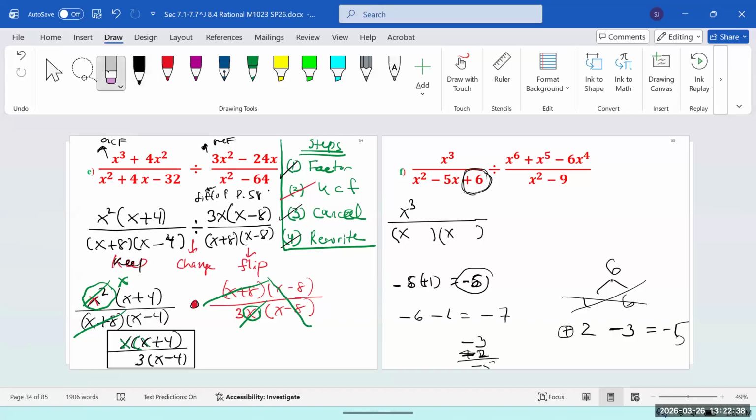And what sign does 2 have to have? If you have different signs, it means you're going to subtract them. 3 minus 2 is 1. 1 is not going to work. You're looking for 5, not 1.